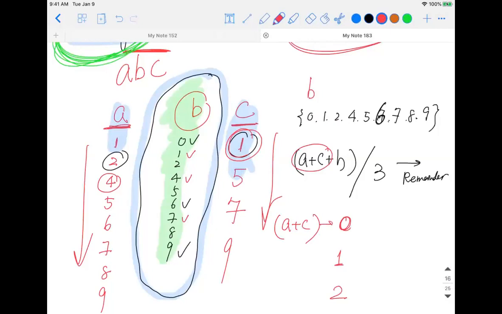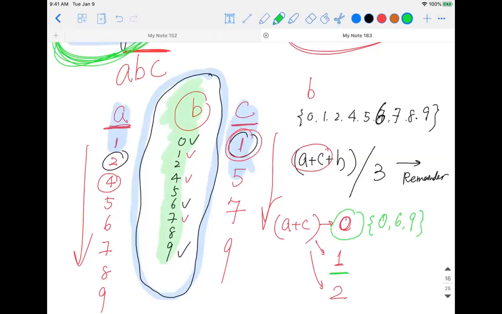Okay, let's check it out. If A plus C has remainder 0, what I need to find for B is a number divisible by 3. In our case, that is 0, 3, 6, 9. Only those, right?